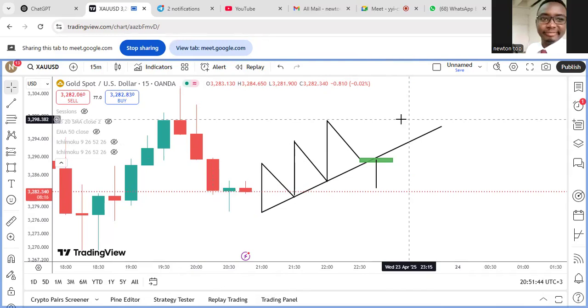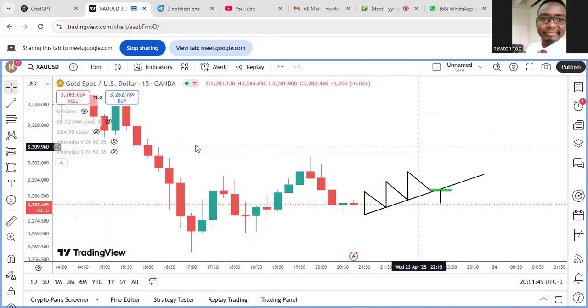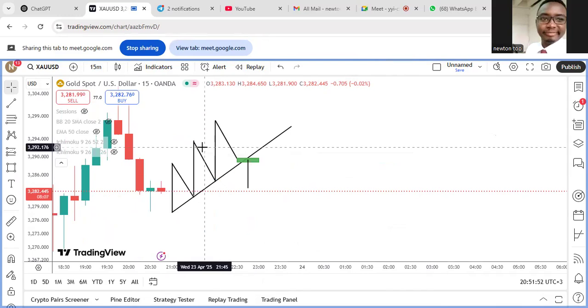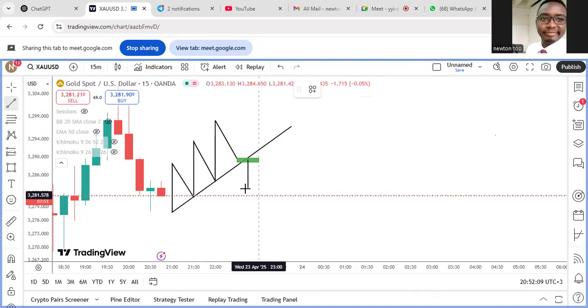So what you do on gold: don't set a big stop loss, because gold has big moves and you'll end up losing a lot on your account. So just set a one bar stop loss. When I say one bar stop loss, I mean just enter on one candle, and your stop loss is one candle. For example, this is a hammer. Just put your stop loss here.